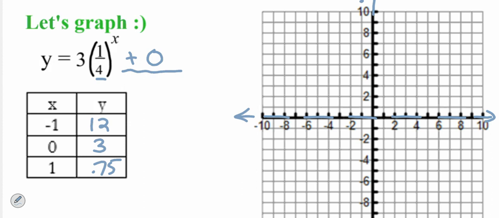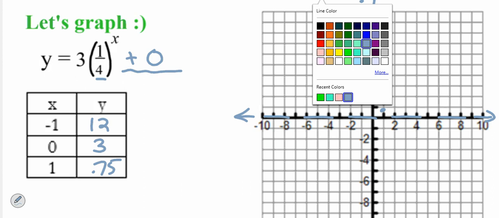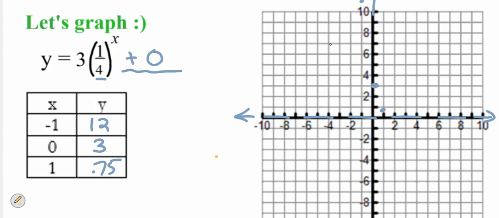And then we have 0, 3, and then we have 1, and just a teeny, well, all right, not that teeny, 3/4, so 0.75. And so we can see that it's going the opposite direction because our base is a fraction. So we're going to go ahead and honor this asymptote. We're going to hit up our dots, and there we go. All right, mine didn't look that good. I kind of really hovered by the y-axis. Our asymptote's y equals 0, and that's that.